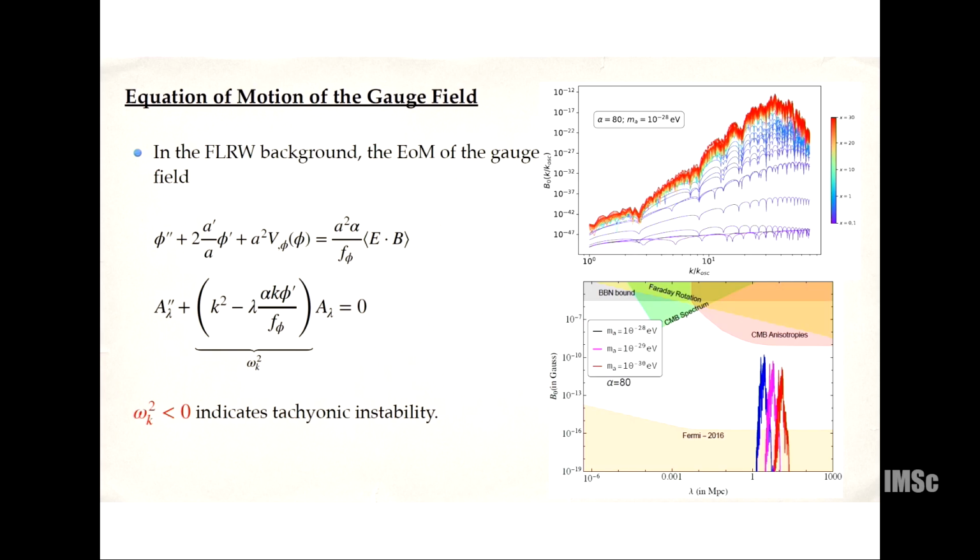You can see in this figure we are plotting the comoving magnetic field for a mass of 10 to the minus 28 electron volts with alpha equal to 80, and over time there is a huge enhancement of the background magnetic field, along with the corresponding present observational bound for this typical mass range. They can generate the magnetic field at 1 megaparsec scale, which is well consistent with the CMB as well as the gamma ray observations.